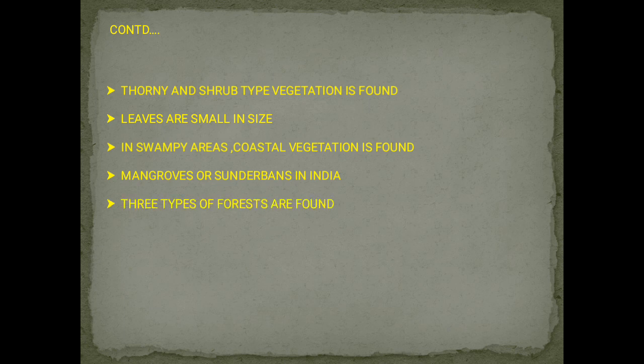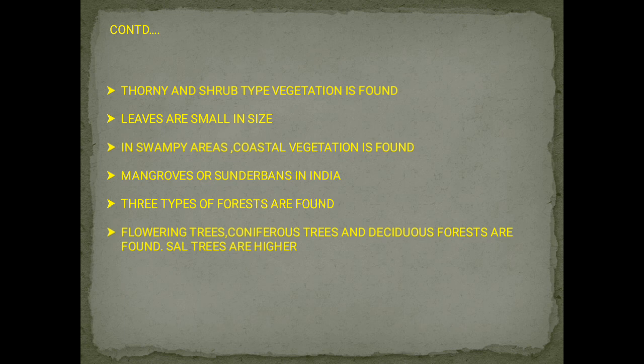In India, 3 types of forests are found according to the altitude. In areas located at the highest altitude, seasonally flowering trees are found. In regions with medium altitude, coniferous trees like pine, deodar, fir, and at foothills, mixed forests are found. This includes both coniferous and deciduous tree type of forest. Here, the proportion of sal trees is higher.